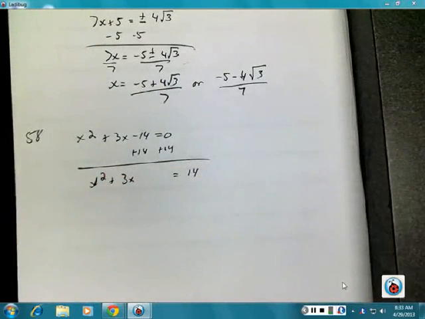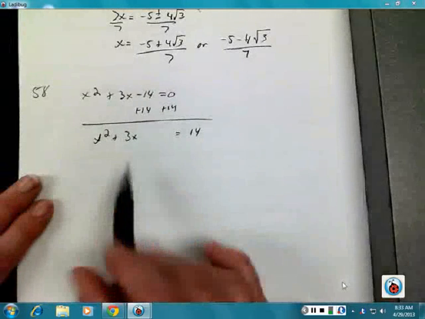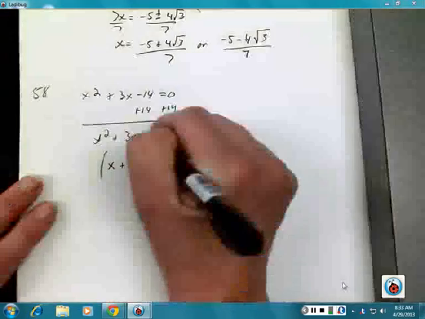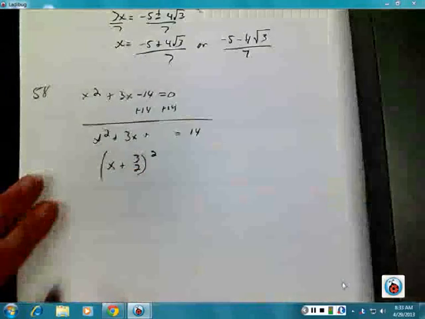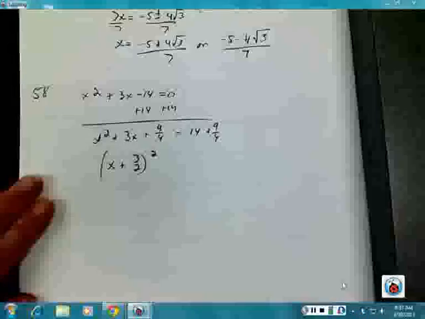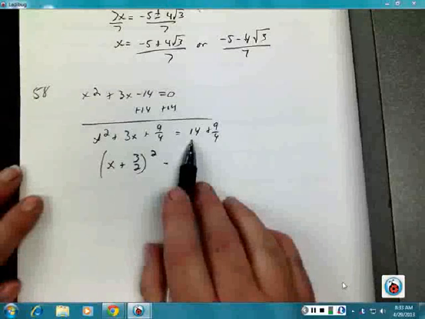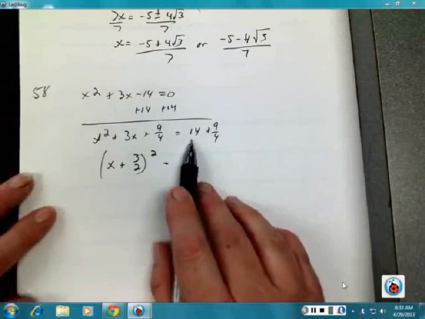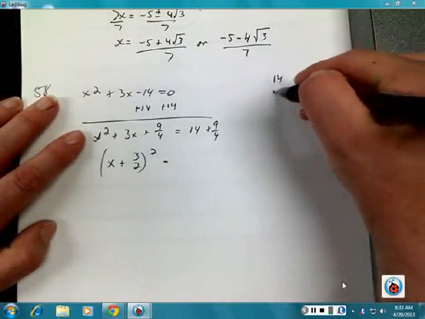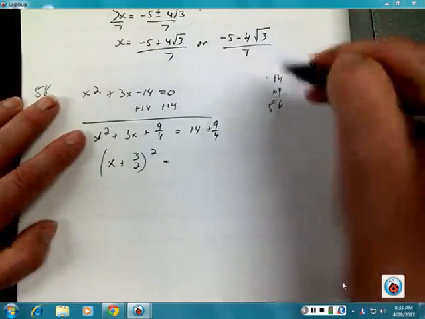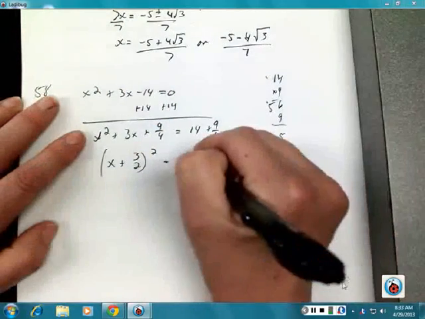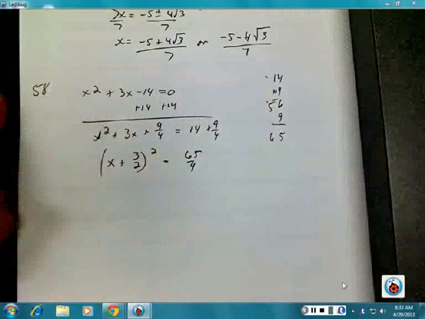But to complete the square, I need half of 3. So I have x plus 3 halves squared. Then square the 3 halves and add it to both sides. So 3 halves times 3 halves is 9 fourths. So I'm going to add 9 fourths to both sides. And so turn my 14 into fourths. 4 times 14 is 56. 56 plus 9 is 65 fourths. We all okay with that part?